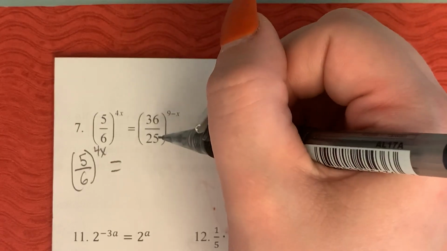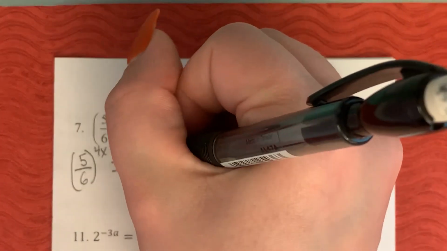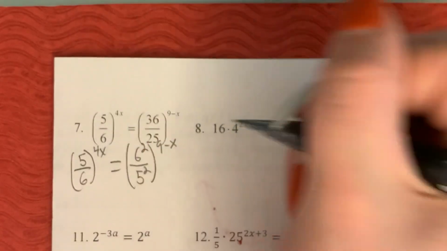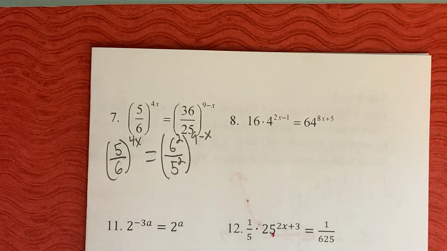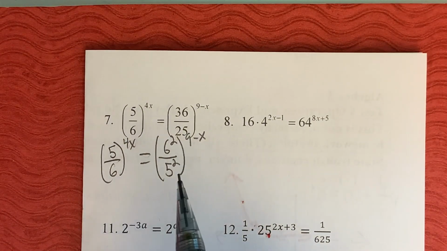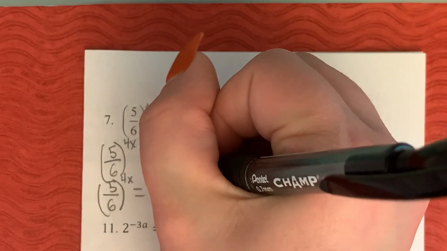So hopefully we notice that I can rewrite 36 as 6 squared, and I can rewrite 25 as 5 squared. Okay, so that's some good progress, but that doesn't help us a ton, right? Because I have 5/6 and 6/5. So I want to be able to flip that fraction on one of the two sides. The easiest way to do that is, instead of raising to a positive power, to raise that to a negative power.